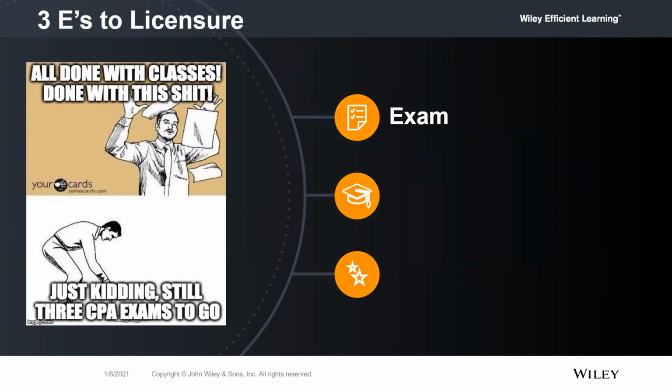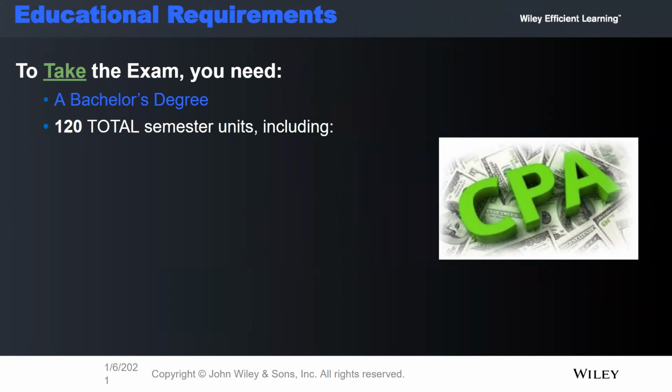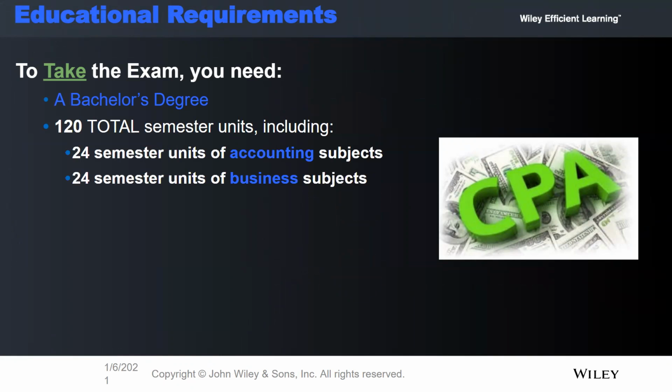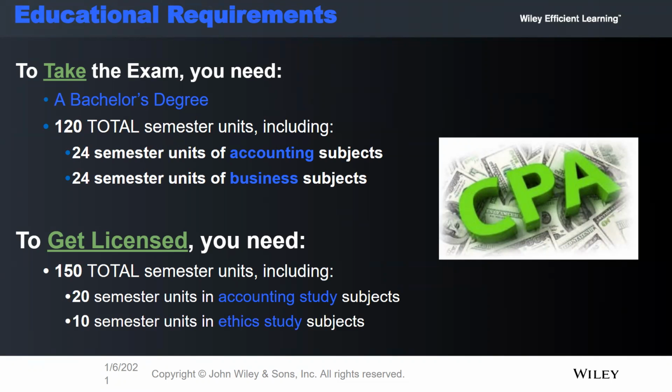So the 3 E's to getting your CPA licensure are the exam, the education, and the experience. You need to pass the exam to become a licensed CPA. You need your education, and you need the experience that comes prior to that as well. For the educational requirements, you will need a bachelor's degree, 120 total semester units, and then the specific units are 24 semester units of accounting subjects and 24 semester units of business subjects. But in order to be licensed, you will need 150 total semester units, including 20 semester units in accounting study subjects and 10 semester units in ethics study subjects.